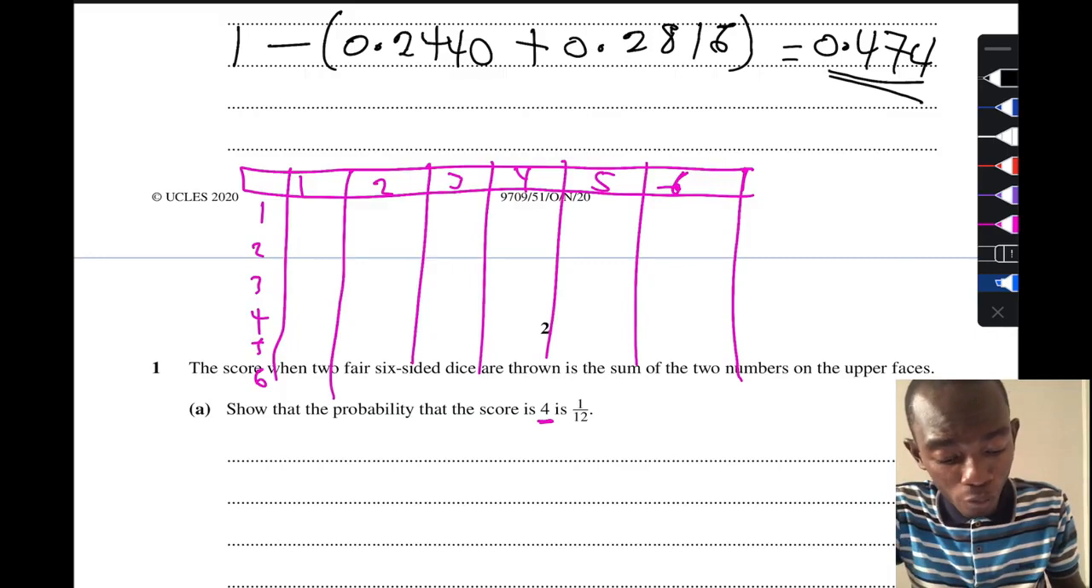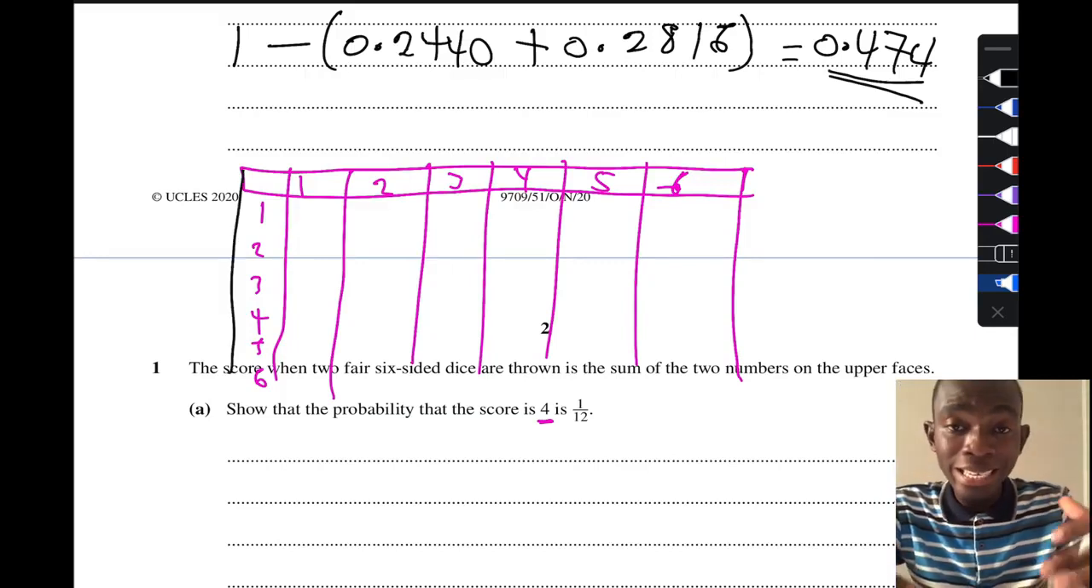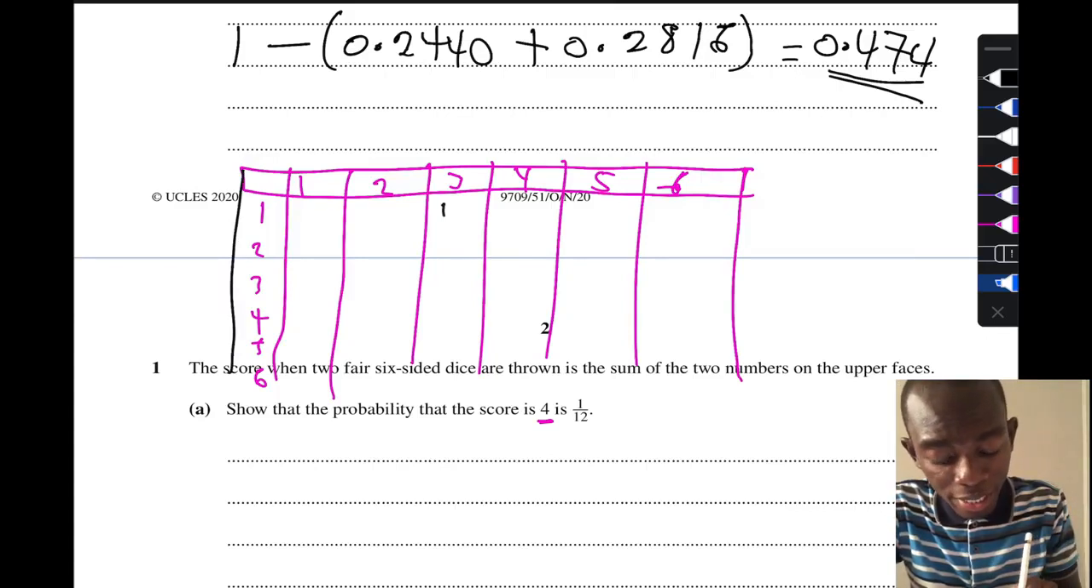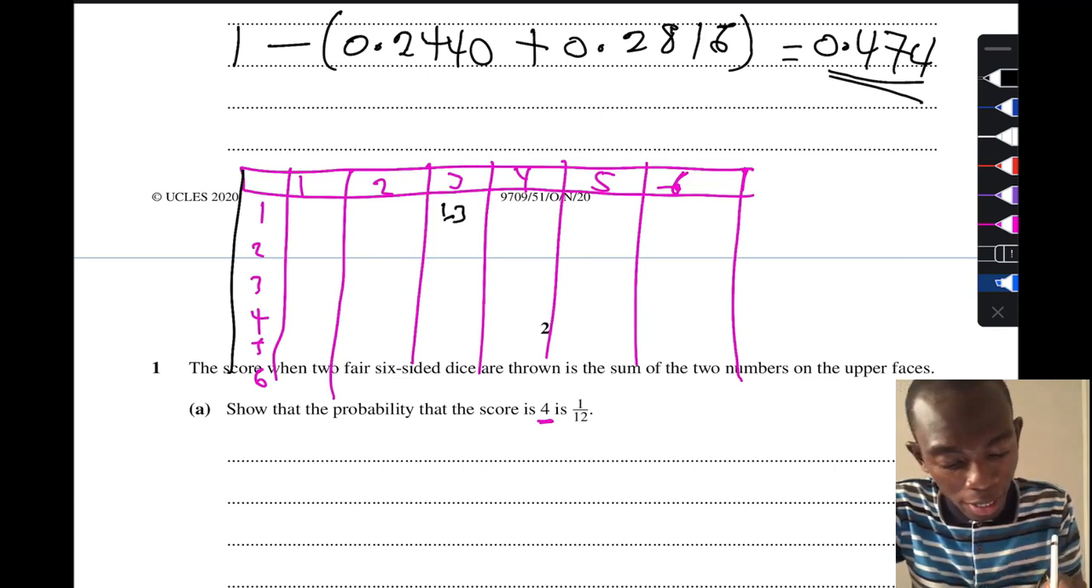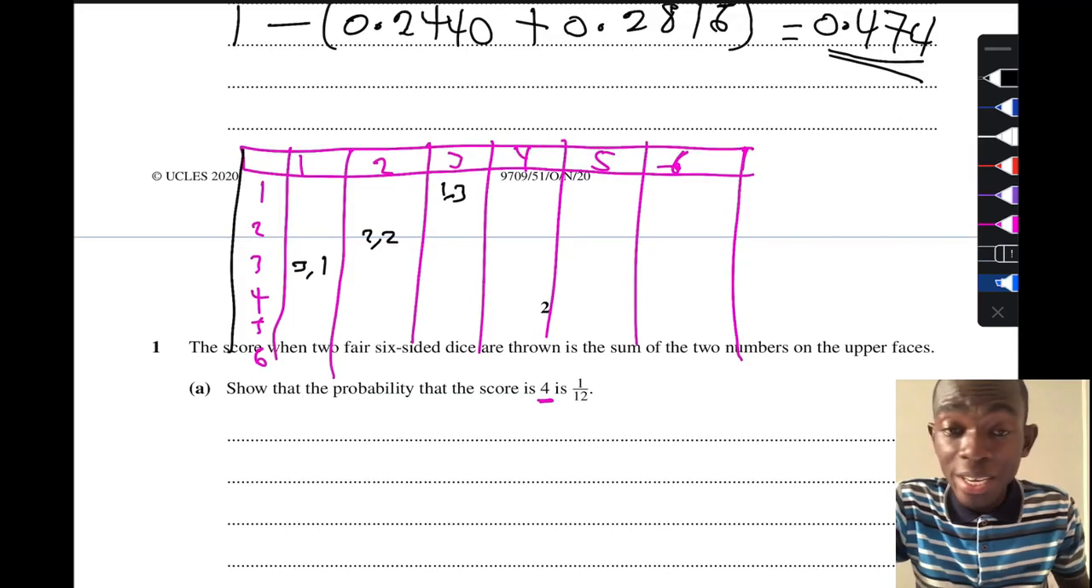So if we are going to get a score of 4, remember that the score is the sum. Okay, so 1 and 3. When you add this, you get 4. And then 2 and 2, when you add 2 and 2, you get 4. And then what else can you get 4 from? I don't think there's anything here again. Now 3 and 1 will also give you 4. And then that's it, right? What else? 4 and nothing will give you 4, except 0, and 0 is not part of the dice. And that's it. So you have 3 cases.